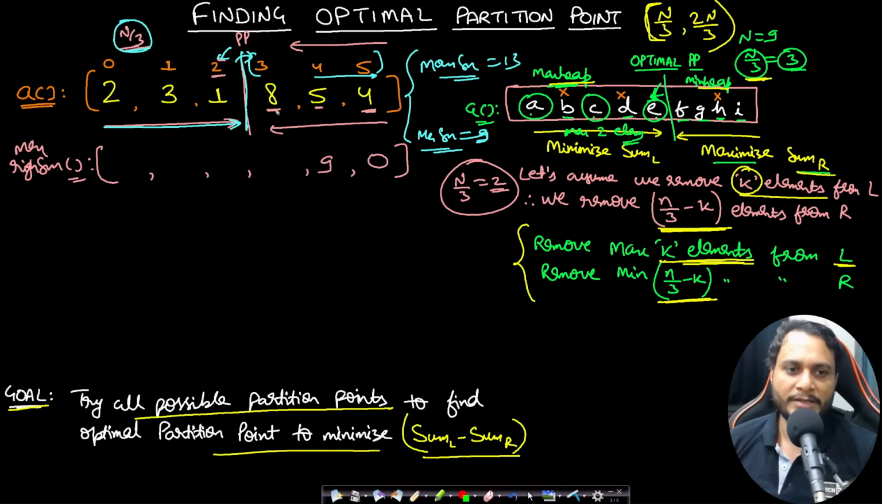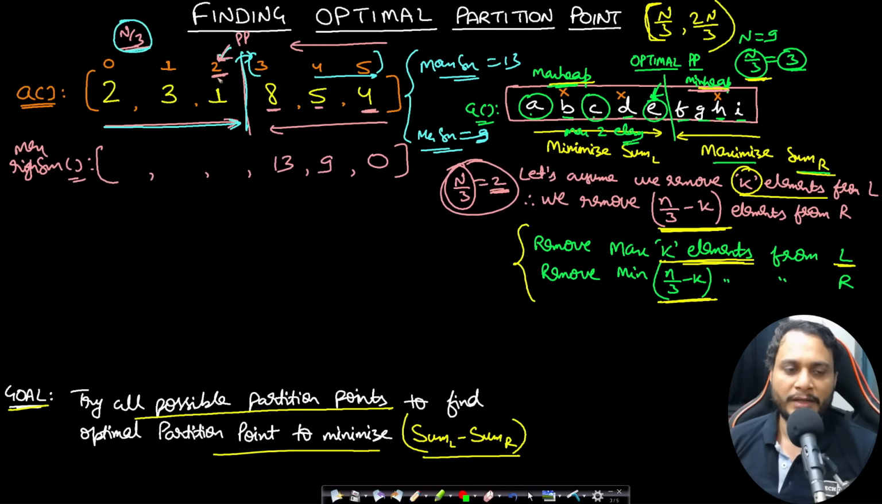And if you include 8, then you have more than n by 3 elements. So whatever amount you are overflowing with, that means we have 3 elements, I just want 2 elements. So I will be removing 1 element. Remove it using the min heap, and you will be removing 4, so the sum is going to be 13.